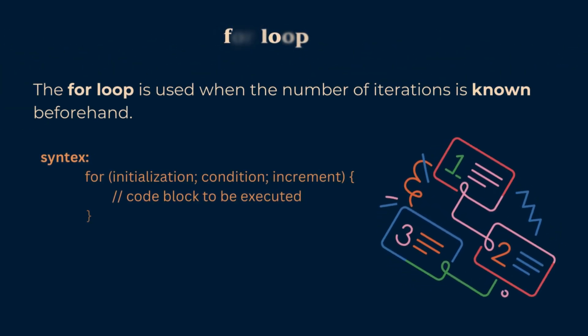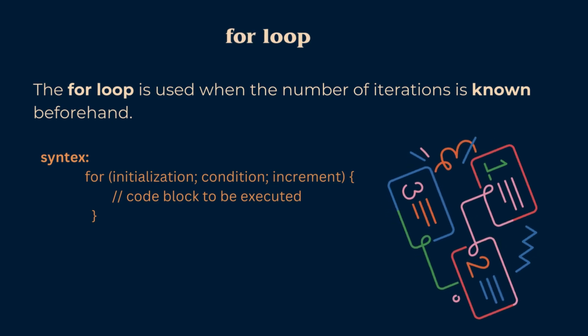The for loop is used when the number of iterations is known beforehand. Syntax: for (initialization; condition; increment).